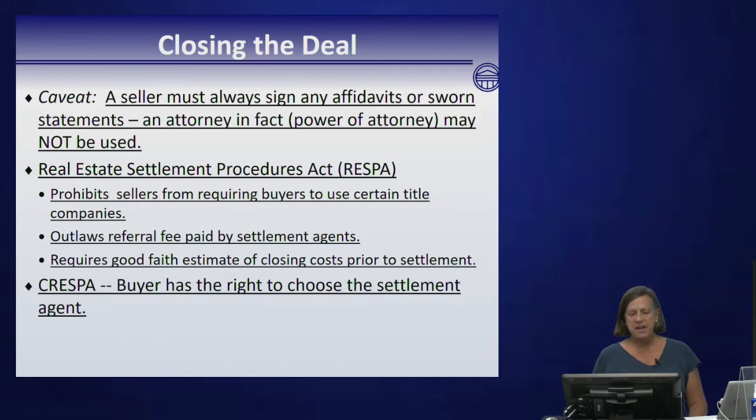RESPA provided a couple of changes to our laws. RESPA prohibits sellers from requiring buyers to use certain title companies. In the past, that had been a problem. It also outlaws referral fees paid by settlement agents, and it requires a good faith estimate of closing costs prior to settlement. CRESPA is the law that gives buyers the right to choose the settlement agent.